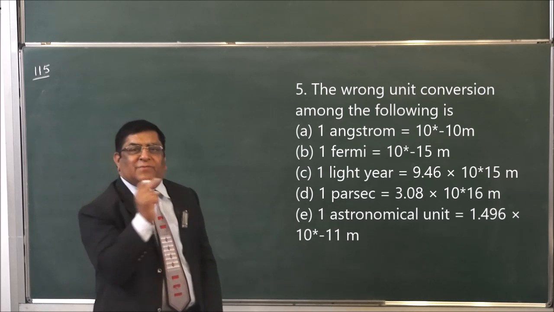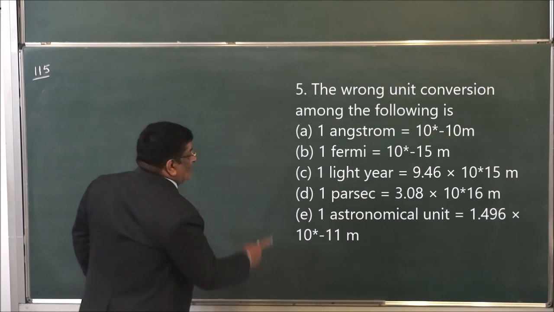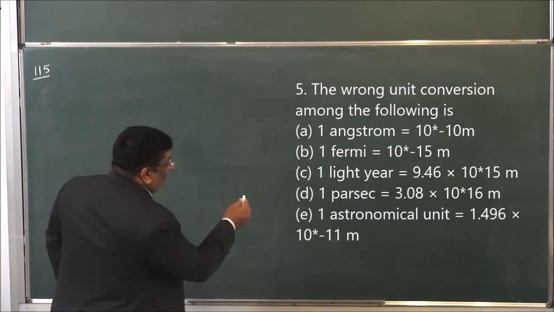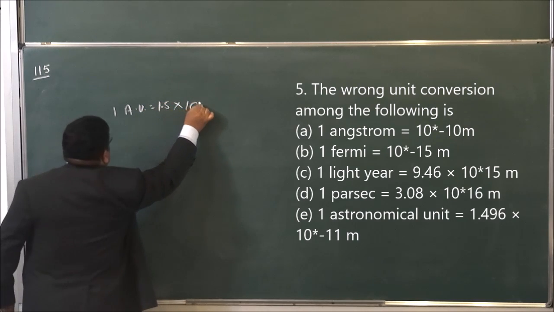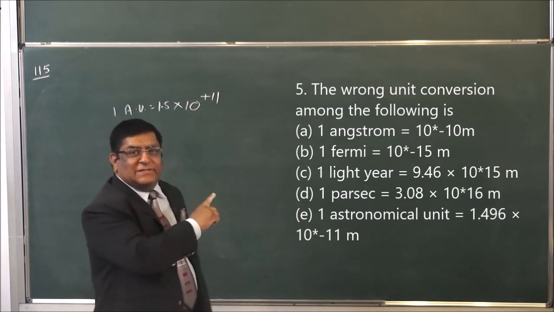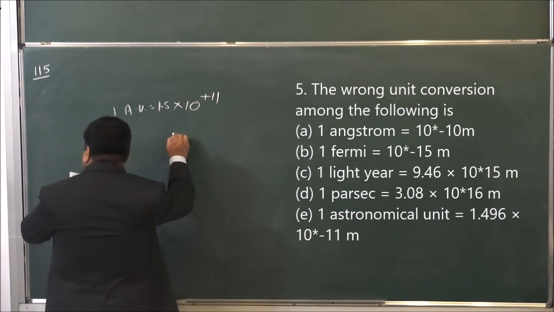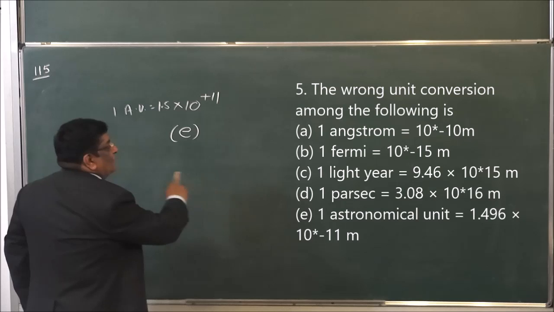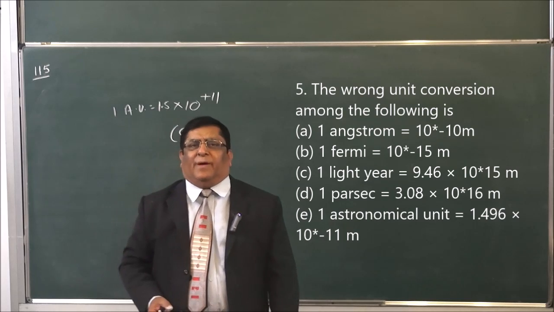And this is the mistake here, because if it is very long, then it should have the positive power of 10. So we know that 1 astronomical unit is basically 1.496, or that is 1.5. 1 AU is equal to 1.5 into 10 to the power plus 11, and here it is given minus 11, so that is the odd man out, that is the wrong answer, and we have to select that wrong answer. So sorry, E is the wrong answer, so our option chosen will be E. Thank you. It was only a test of our memory, whether we remember.